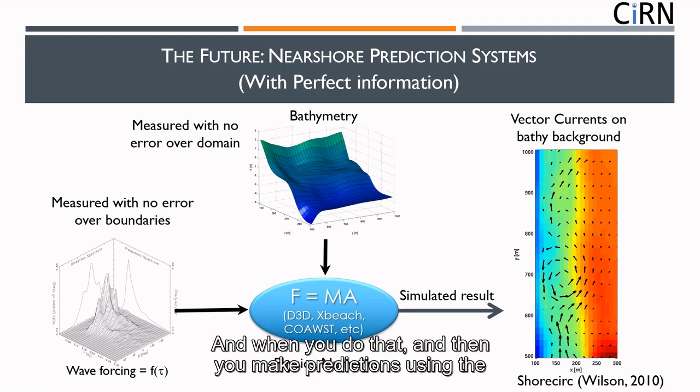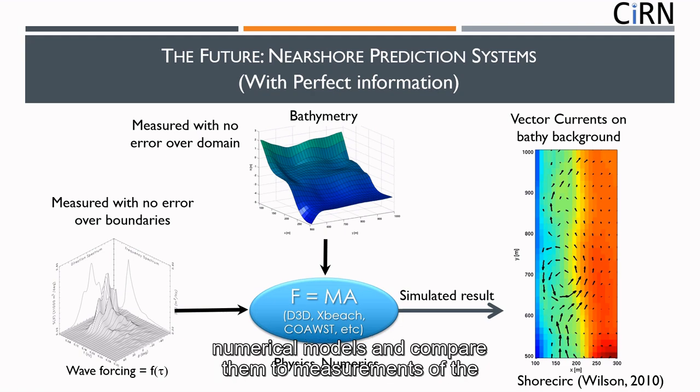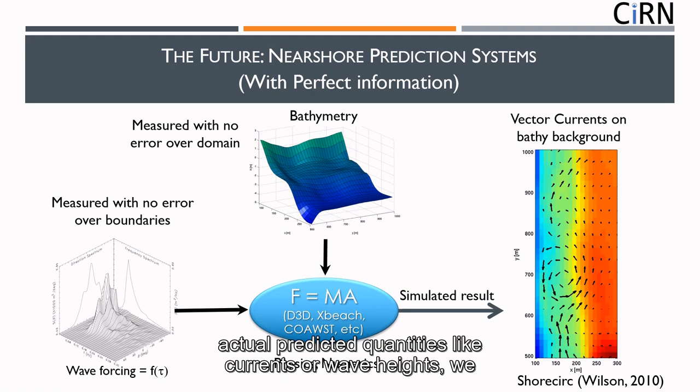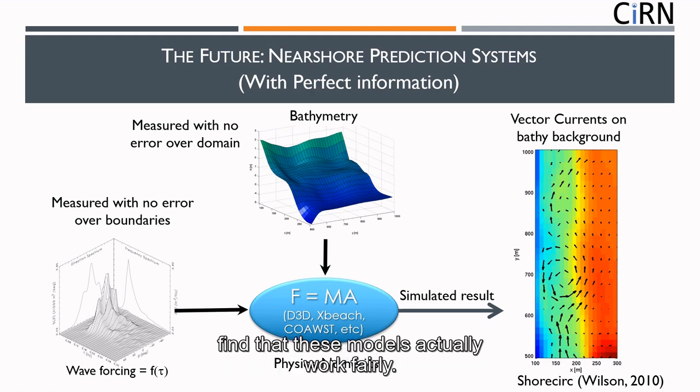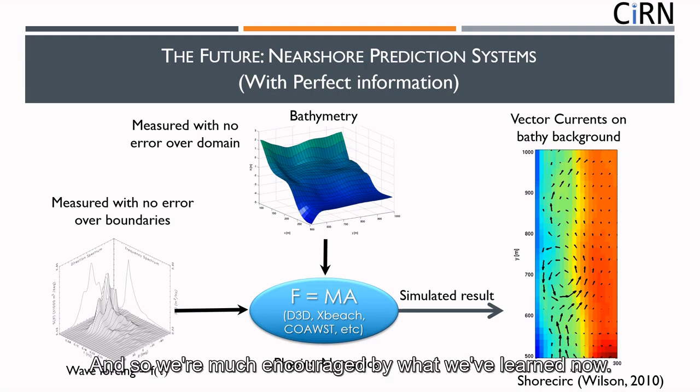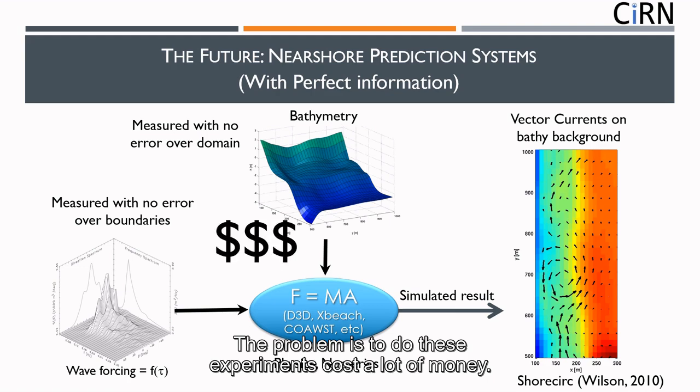And when you do that, and then you make predictions using the numerical models and compare them to measurements of the actual predicted quantities like currents or wave heights, we find that these models actually work quite well, very well, in fact. And so we're much encouraged by what we've learned. Now, the problem is that these experiments cost a lot of money.